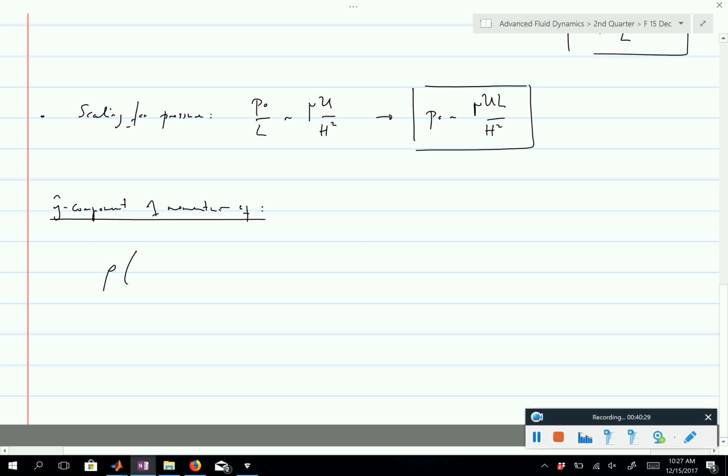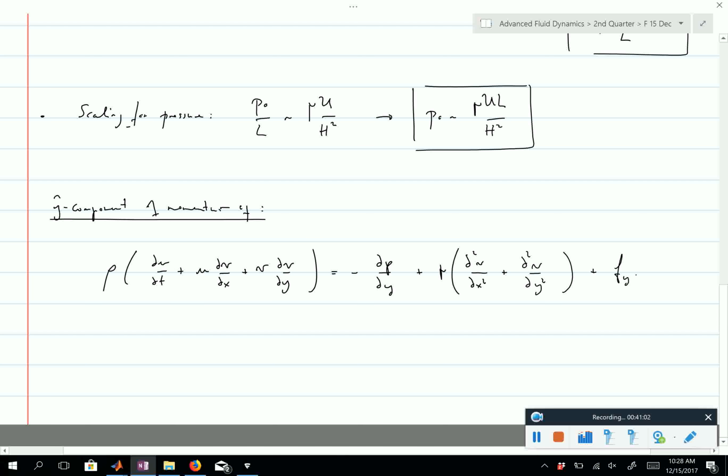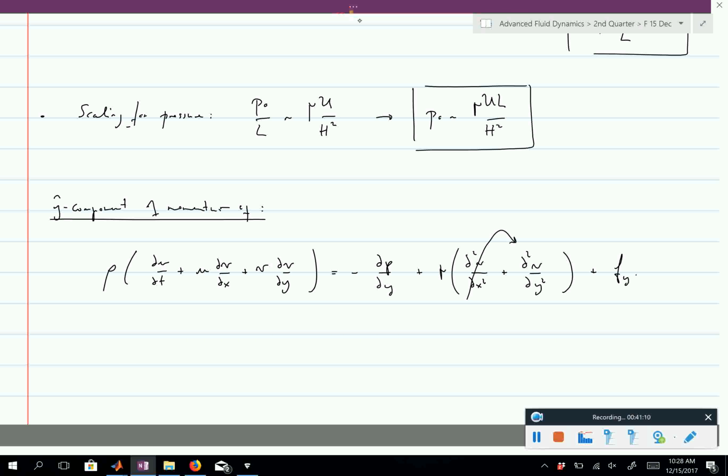Okay, now I have rho times partial v over partial t plus u partial v over partial x plus v partial v over partial y equals minus partial p over partial y plus mu times second partial of v with respect to x plus second partial of v with respect to y, plus potentially the body force in the y direction. Now, this term is of course going to be smaller than that one, right? And now we can write all the scales.